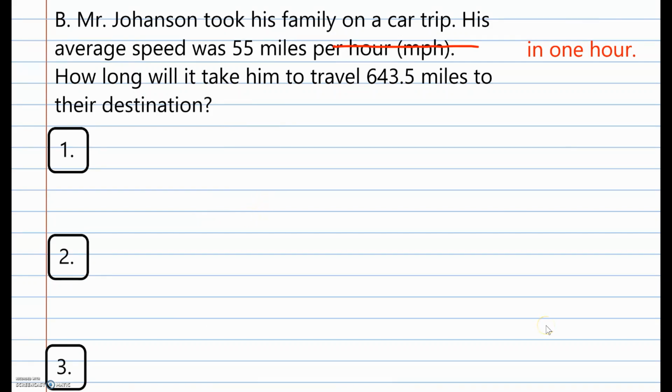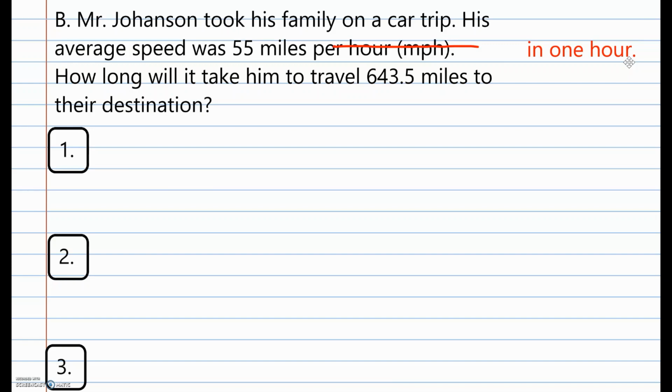Okay. The thing I did for this word problem is we have 55 miles per hour. So we know if it's miles per hour, we're talking about 1 hour. So I crossed it out and I just wrote in 1 hour. So we knew that this is actually a unit rate that's given to us, 55 over 1. We already have the speed per hour, miles per hour. So it says, how long will it take him to travel 643 and a half miles to their destination?